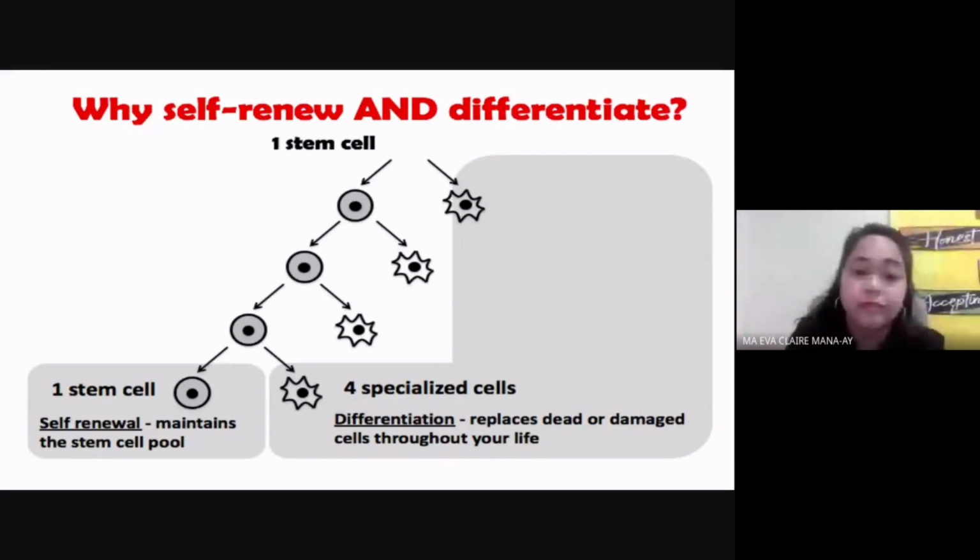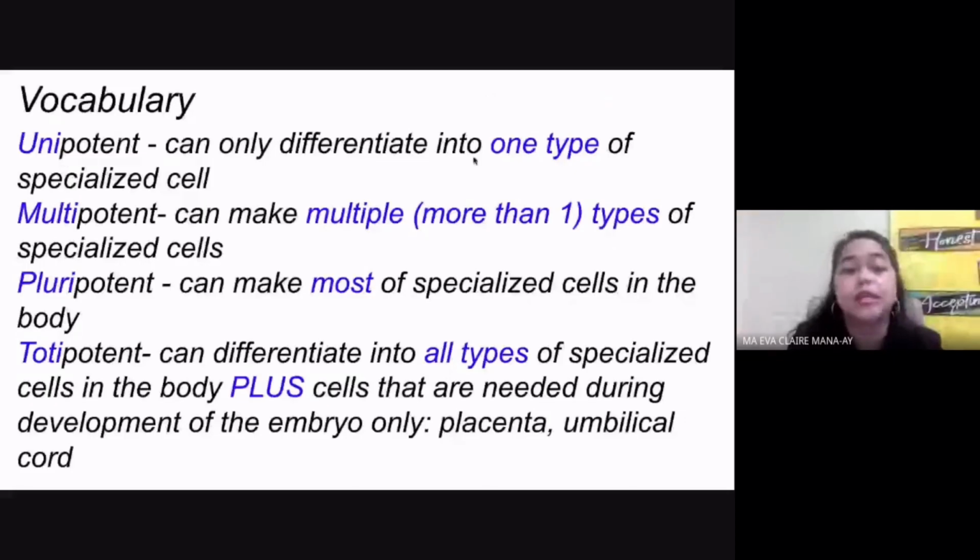Okay, now these are some very important vocabulary that we need to learn today because we are going to discuss the different types of stem cells. You have the term unipotent. Okay, when you say unipotent, this can only differentiate into one type of specialized cell. So if you have a stem cell that is unipotent, that means it can only become one special type of cell.